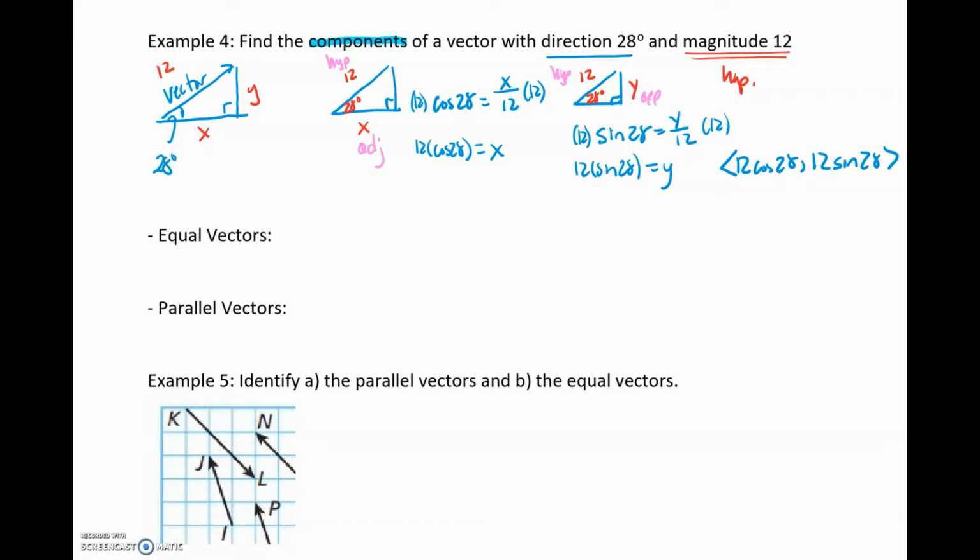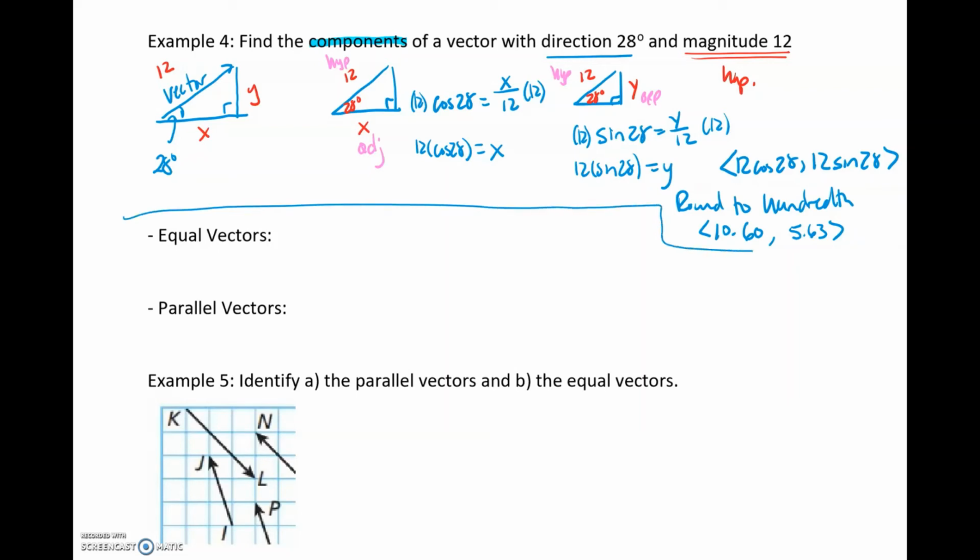If I had asked you to, let's say, round to the nearest hundredth, then you want to go ahead and put that in the calculator. So 12 cosine 28 turns into approximately 10.60. 12 sine 28 would round to 5.63. But again, if it doesn't ask you to round, go ahead and leave it as the exact value. But if you're rounding, please make sure you round to the correct place value. So that kind of wraps up components, direction, and magnitude.